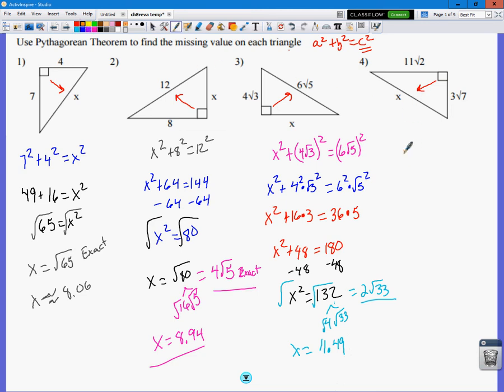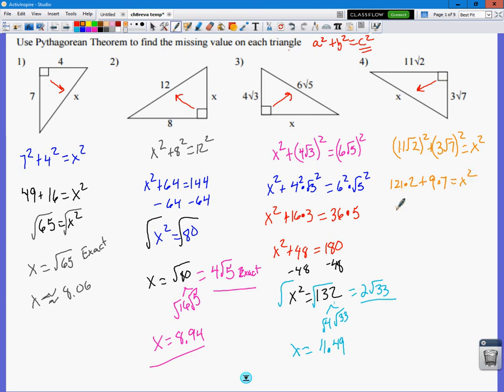For number 4, 11 square roots of 2 squared plus 3 square roots of 7 squared equals x squared. Again, we're squaring each individual piece. This time I'm not going to write it all the way out, but 11 squared is 121. The square root of 2 squared is 2. 3 squared is 9. The square root of 7 squared is 7.